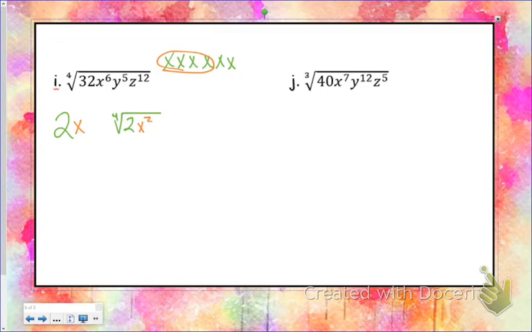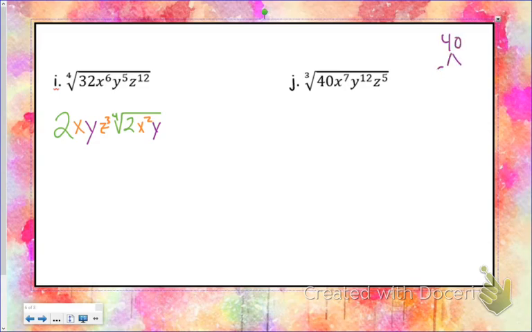Okay, then let's look at y to the 5th. If there are 5 y's, I have 1 set of 4 with 1 left over. So 1 comes out, 1 left over. All right, and then last, we have z to the 12th. So again, if I took out all the sets of 4, there would be 3 of them. So that would be z to the 3rd, and there'd be none left over. So if you feel comfortable with this, pause the video and try the next one. But I'm about to go ahead and work this one out.